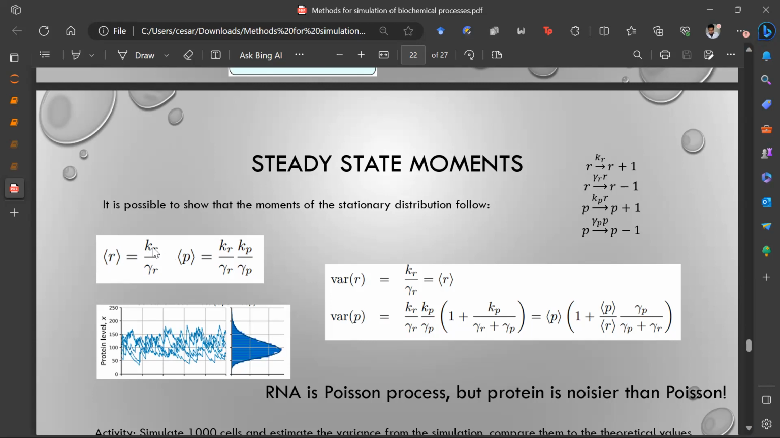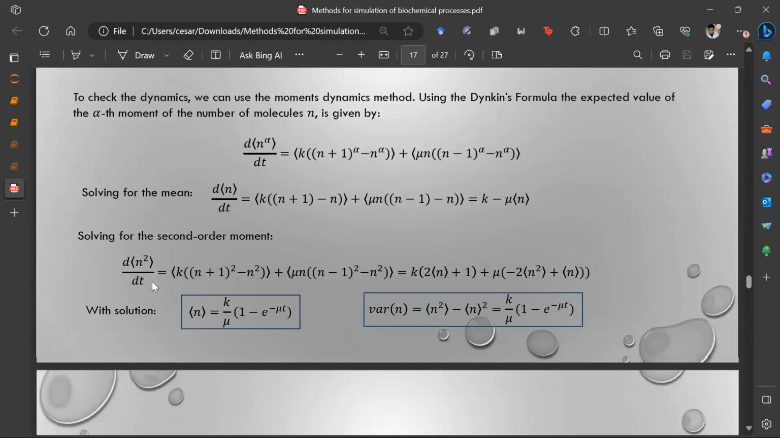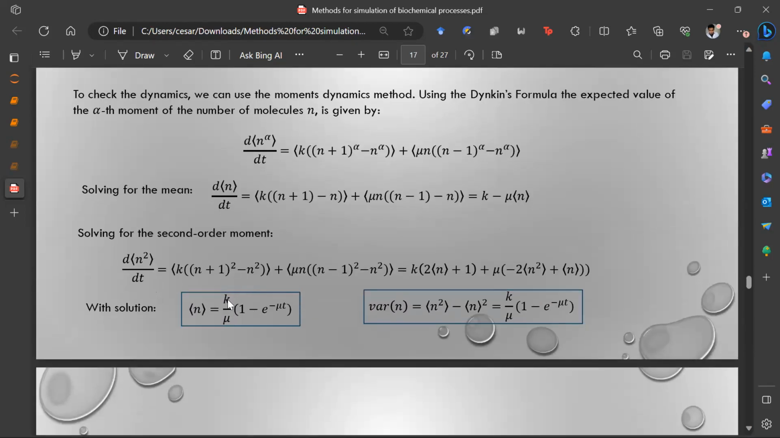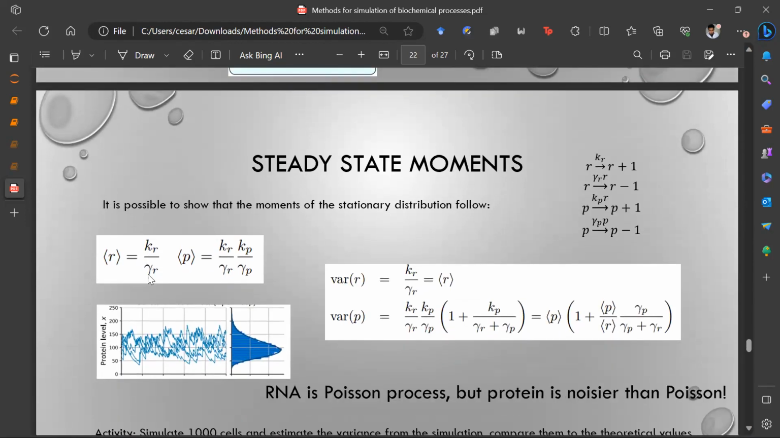So the mean RNA is going to be KR over gamma R, in a similar way that for the Poisson process, the mean in a steady state, that means with time going to infinity, is K over the dilution rate or the degradation rate. So the mean of R is the production over the degradation rate. And the mean protein is the same times KP over gamma P.